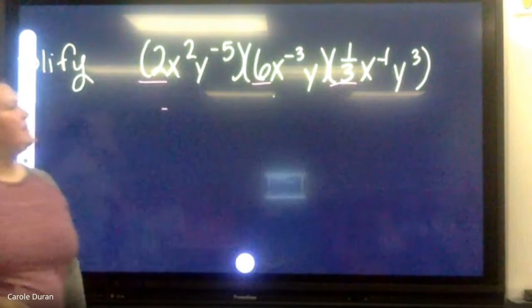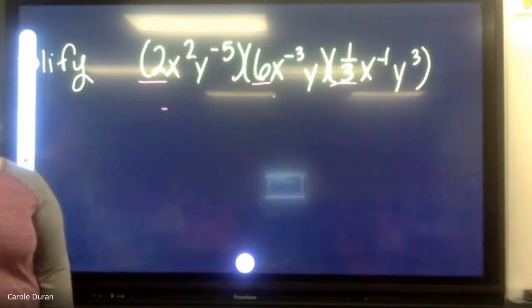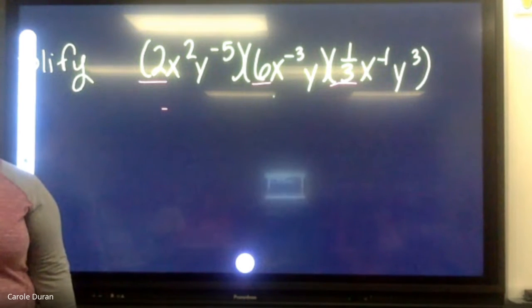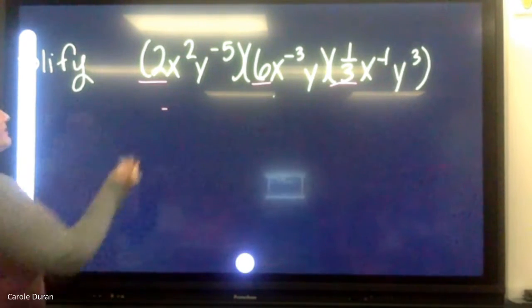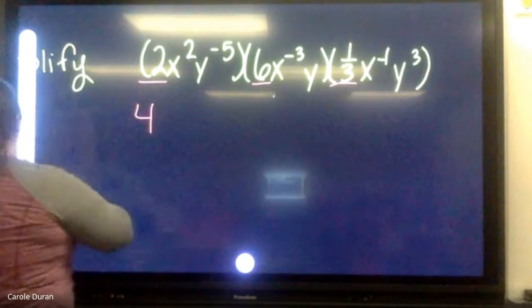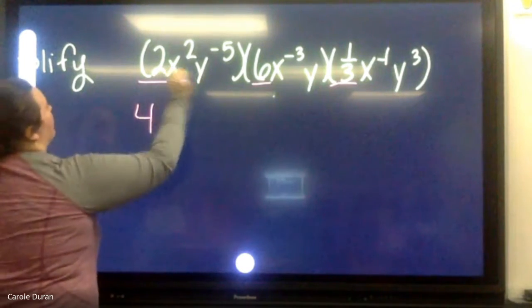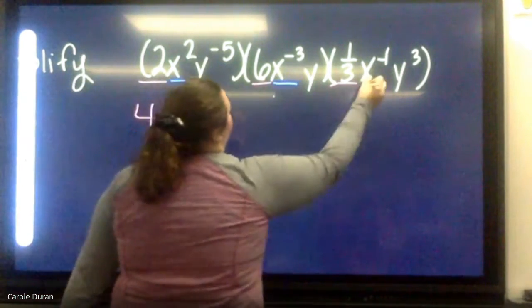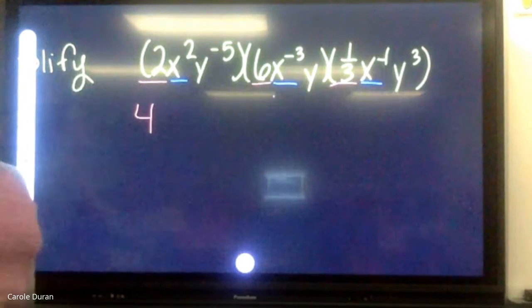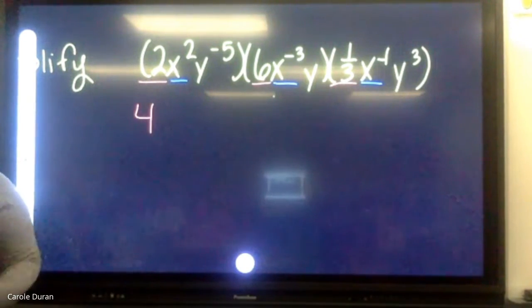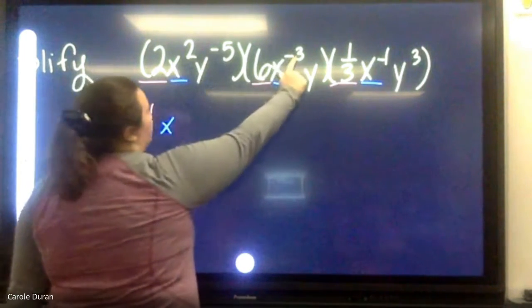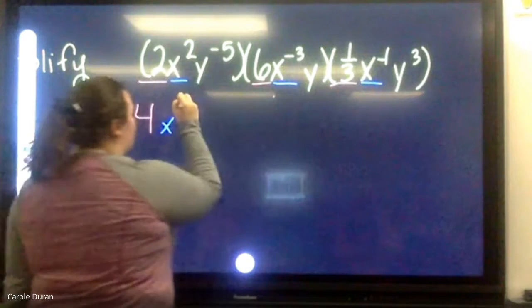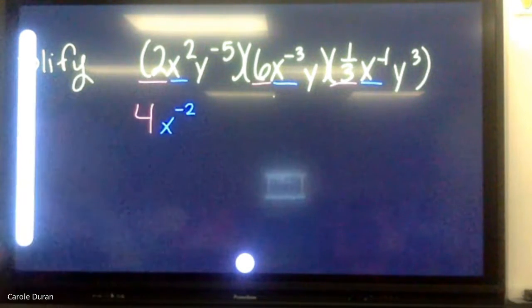So I'm going to start with my non-variables. So I have 2 and 6 and 1/3. What's 2 times 6 times 1/3? 4. 2 times 6 is 12, times 1/3 is the same as divided by 3, which makes it 4. Then I do the same thing with my x's. I have x squared, x to the negative 3, x to the negative 1. Since I'm multiplying those, I'm just adding their exponents together. So 2 minus 3 is negative 1, minus 1 is negative 2. So those simplify to x to the negative 2.